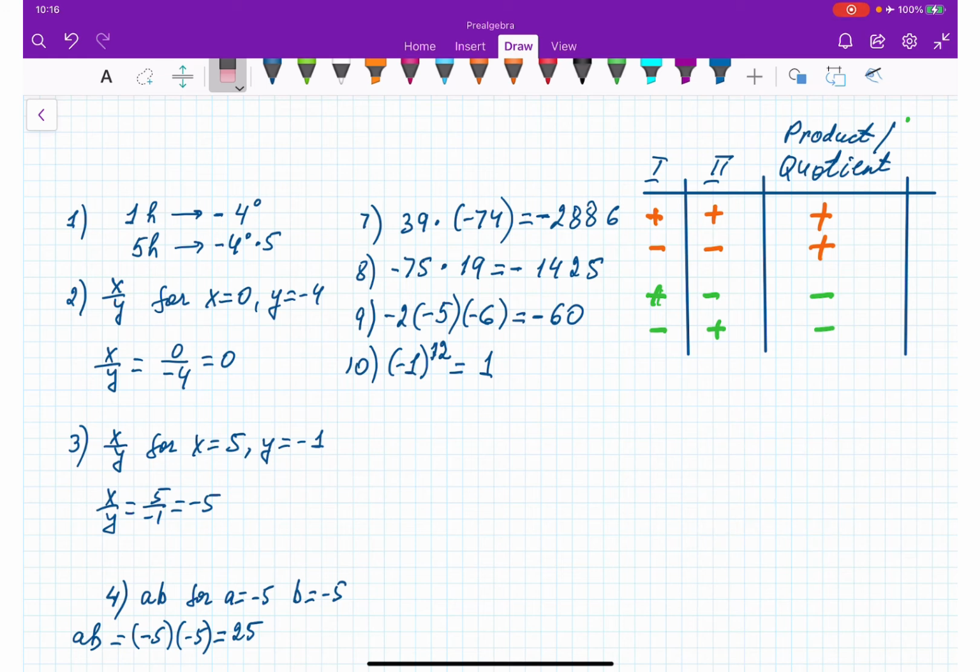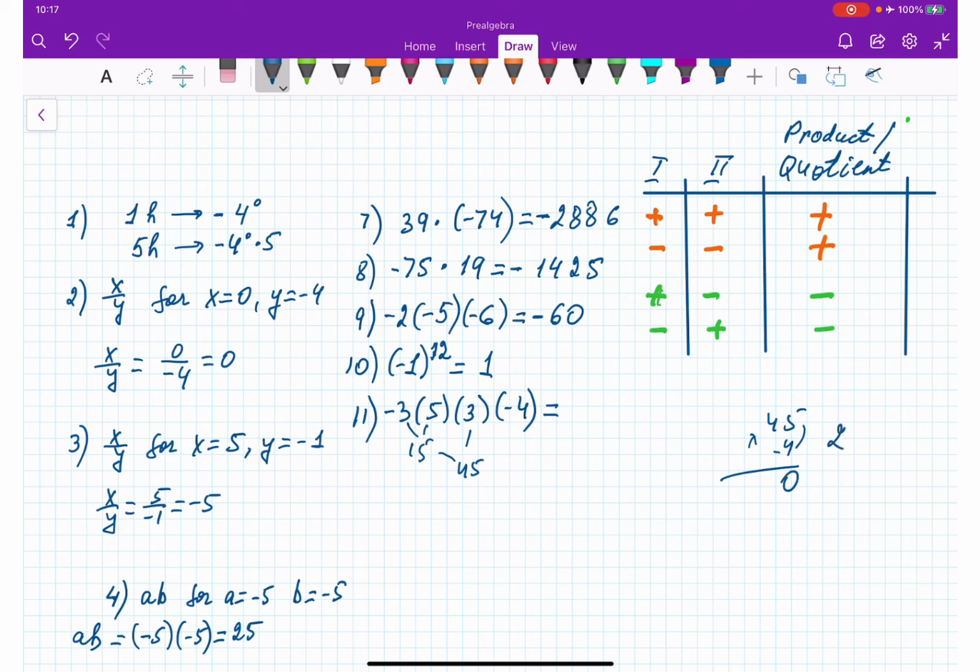Question number 11. We have negative 3 times 5 times 3 times negative 4. Okay, so let's see, what do we have? We have 2 negatives, which is going to be positive, right? And the rest, positive, we don't count, because positive is always positive. We have 2 negatives, it's going to give us positive. So the result is going to be positive. Now all we have left is to multiply by each other. 3 times 5 is 15. 15 times 3 is 45. 45 times 4: 4 times 5 is 20, 0 writing down, 2 in mind. 4 times 4 is 16, and 2, 18. So 180 positive.